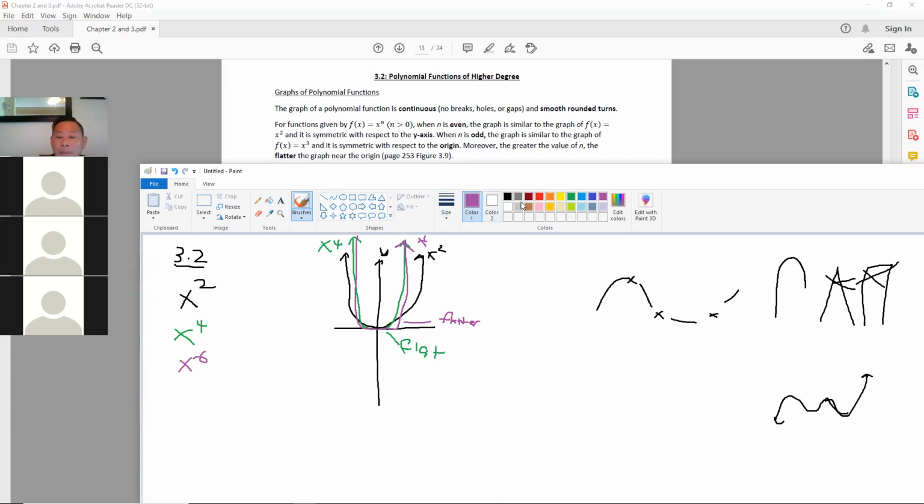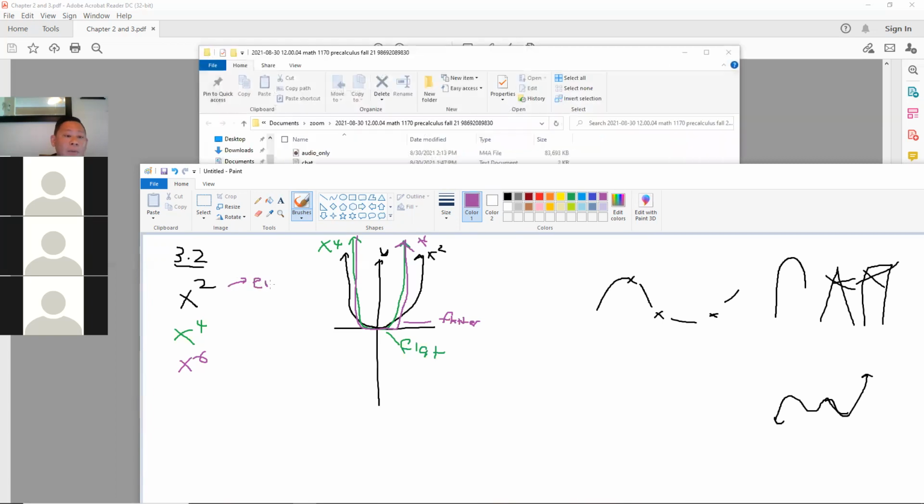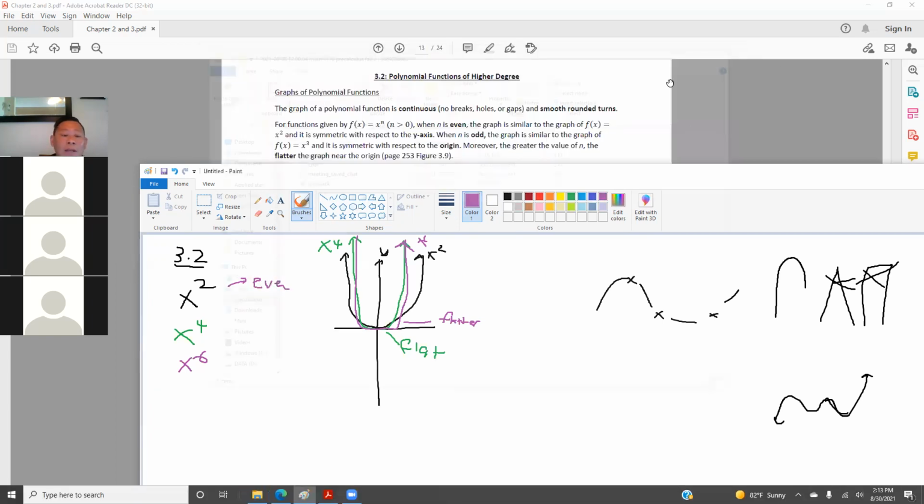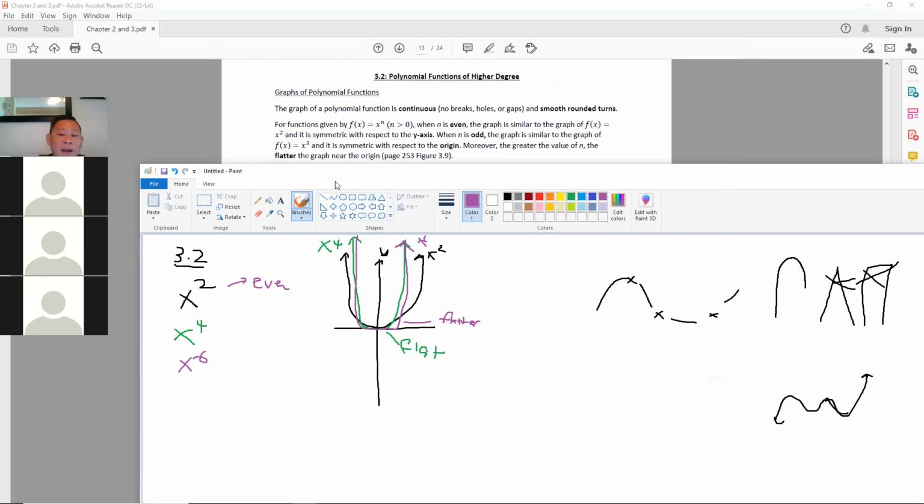So what we call this graph is an even graph. Every time you have an even graph, it is symmetrical with respect to the y-axis. That means your y-axis is an axis of symmetry. So when you fold it, you get reflections on it.